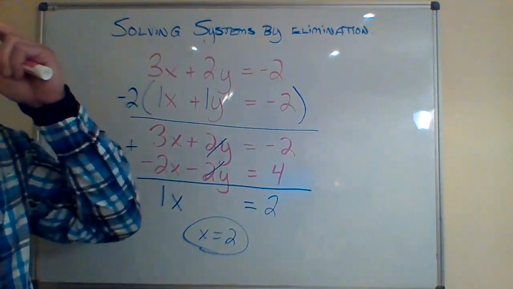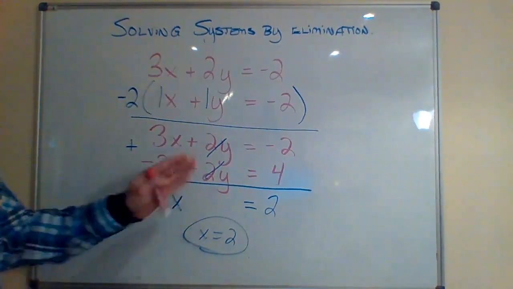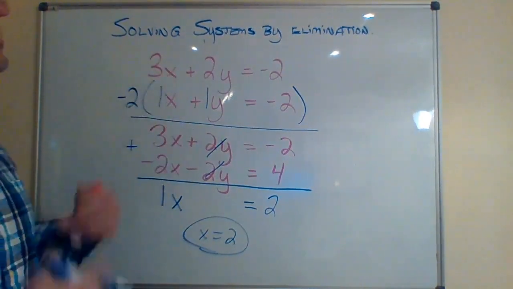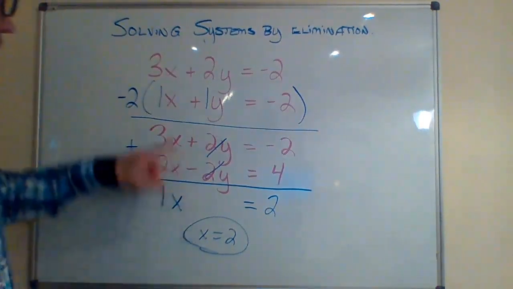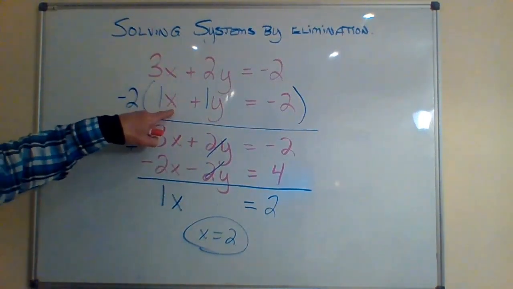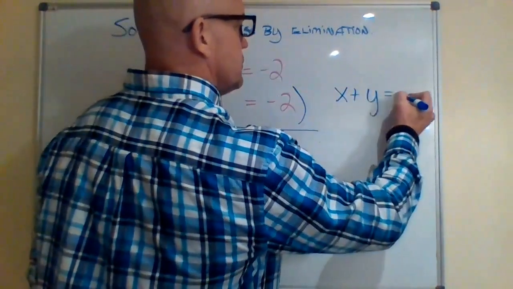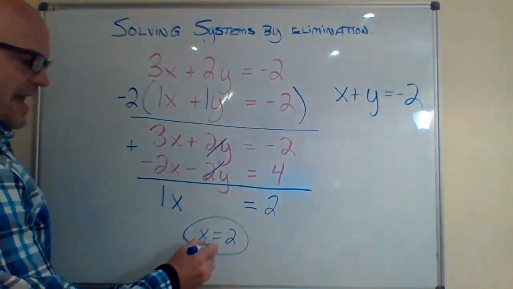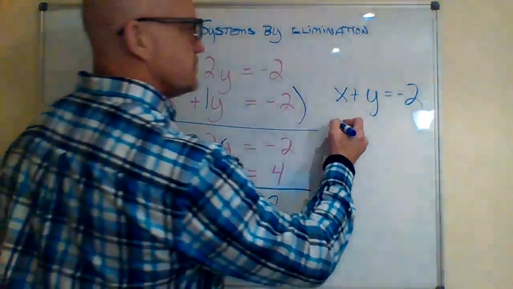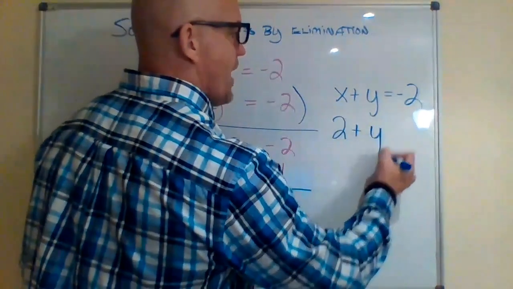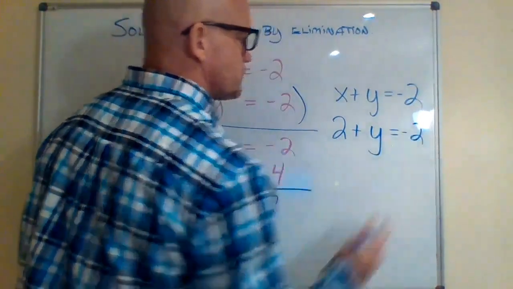And like all the other ones we've ever done, as soon as you get one variable, go back to one of the equations, solve for the other variable. I'm going to take the x plus y that we originally had. X plus y equals -2. I'm going to take that x and substitute it in there. 2 plus y equals -2.